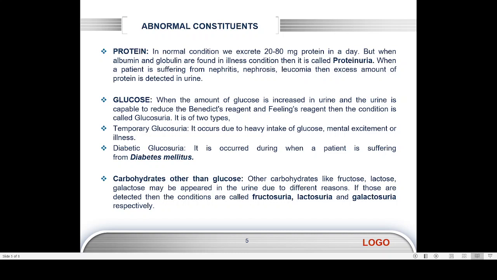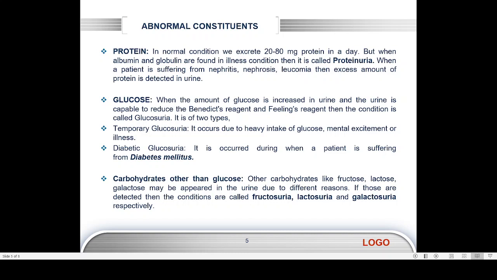The second one is diabetic glucosuria. You have studied about diabetes. What is happening in the case of diabetes? There is a hormone responsible for controlling your blood sugar. What is that hormone? Insulin. Which gland is producing insulin? There is a gland responsible for producing insulin. What is that gland? It is the pancreas.